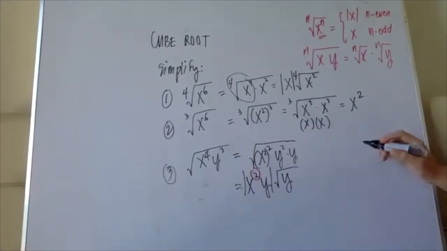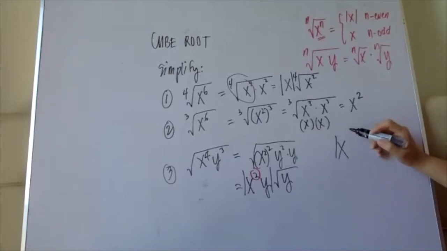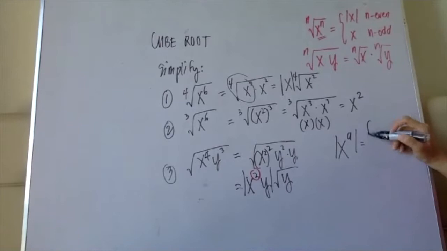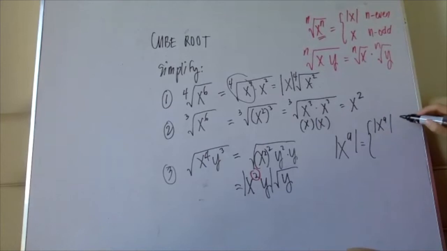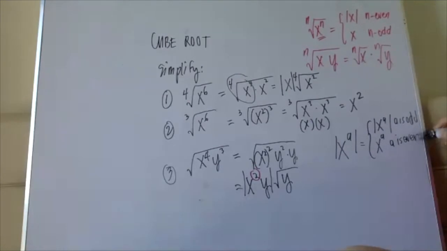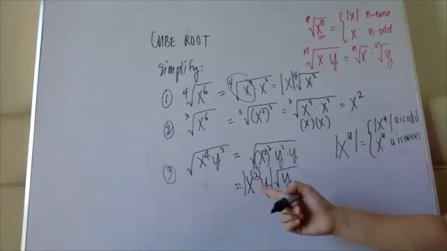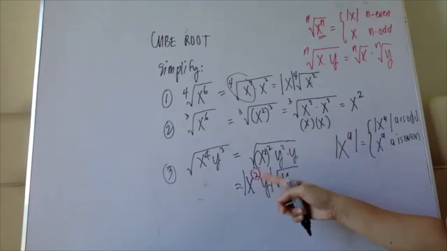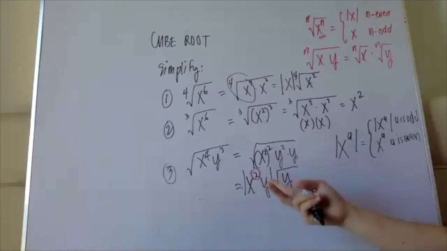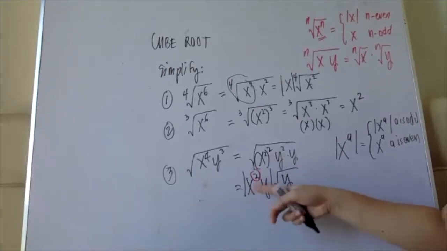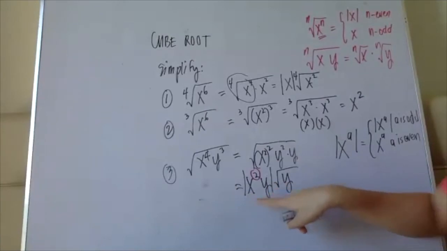Nakuha niyo ba, guys? Na if you have absolute value of x raised to a, this is equal to absolute value of x raised to a when a is odd. Okay, ito naman, x raised to a lang siya when a is even. Nakuha niyo kung bakit? Kasi let's say, negative 4 yung number. Pag inassign ko yung x is equal to negative 4, that will give me negative 4 squared, which is equal to 16. So, kahit anong i-input ko dito, positive. So, medyo redundant na yung absolute value.